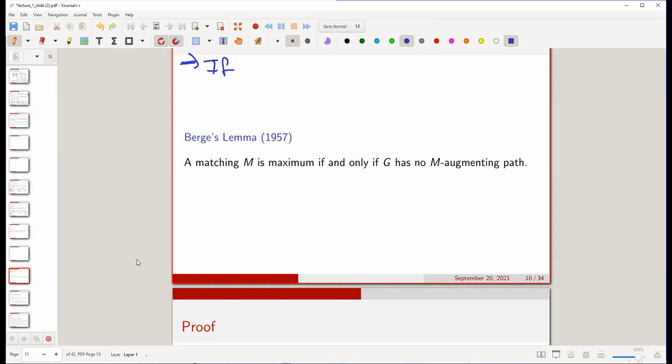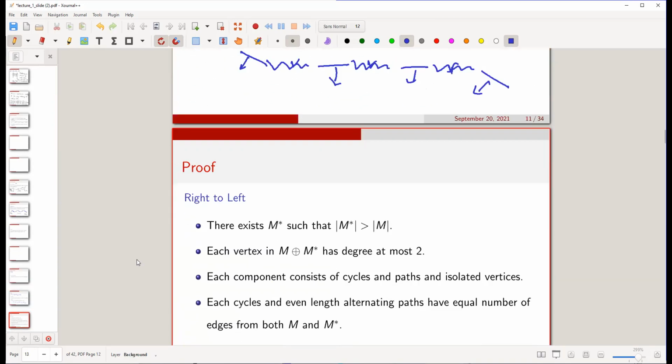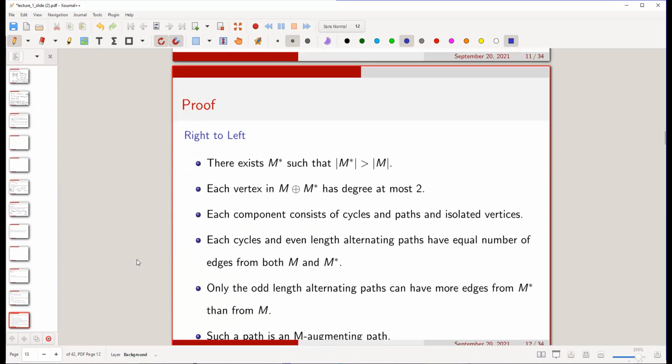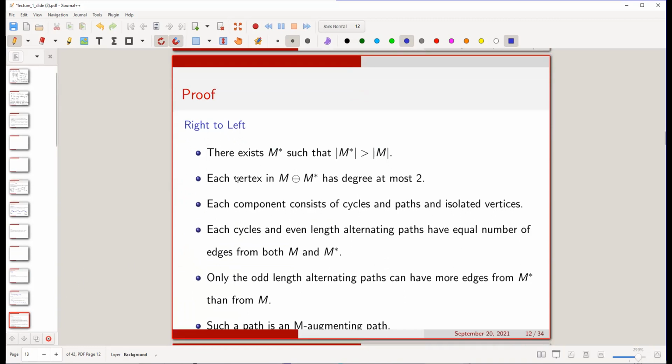Then next we will prove that if M is not a maximum matching, there will exist at least one augmenting path. Suppose M is not a maximum matching, but what does that mean? It means that there exists a matching M prime such that M prime has a strictly bigger size than M. And now if we take the symmetric difference between two matchings, then what will happen?